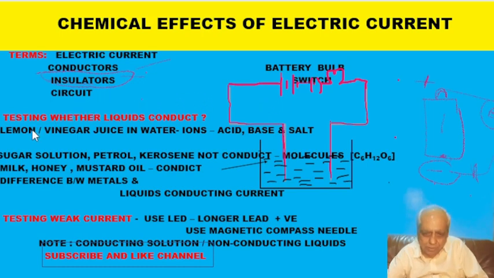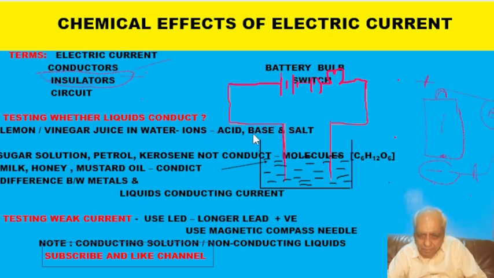Now if I add some lemon juice in distilled water, or vinegar, then also it will become a conducting liquid. Similarly, if I add any acid, nitric acid, sulfuric acid, hydrochloric acid, acetic acid, etc., or any base, meaning a thing which is soapy to touch, like sodium hydroxide, potassium hydroxide, or a salt, common salt, sodium chloride, copper sulfate, barium nitrate, any of these things, they will conduct.